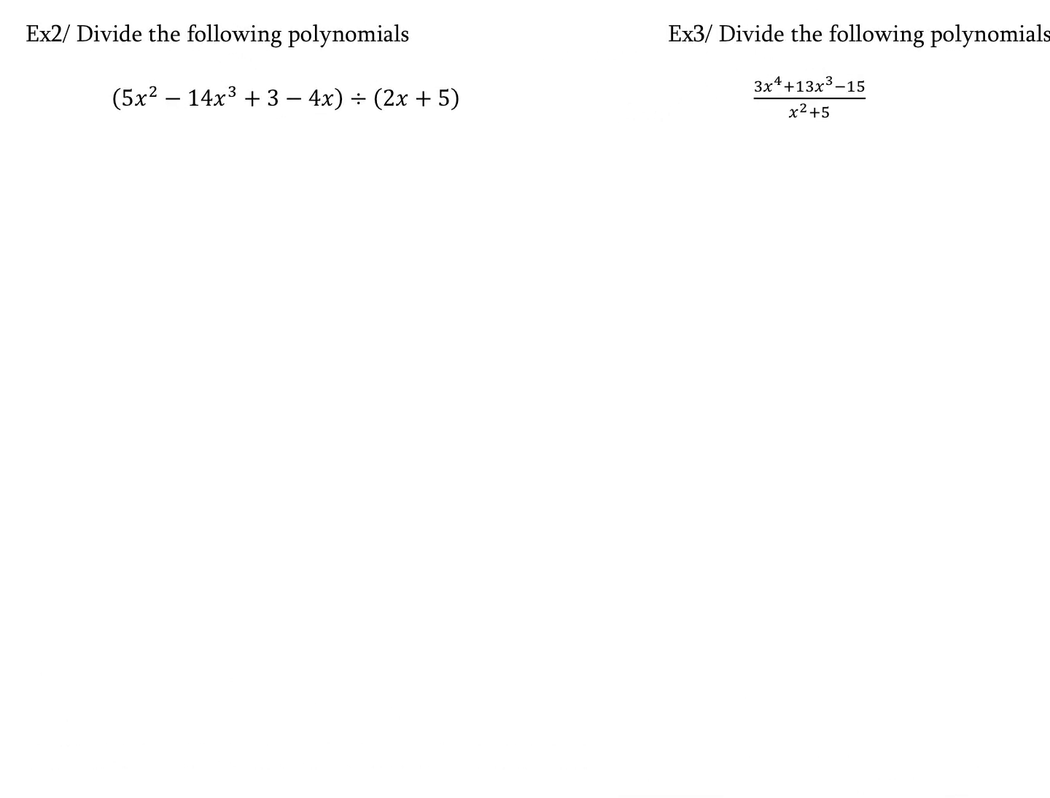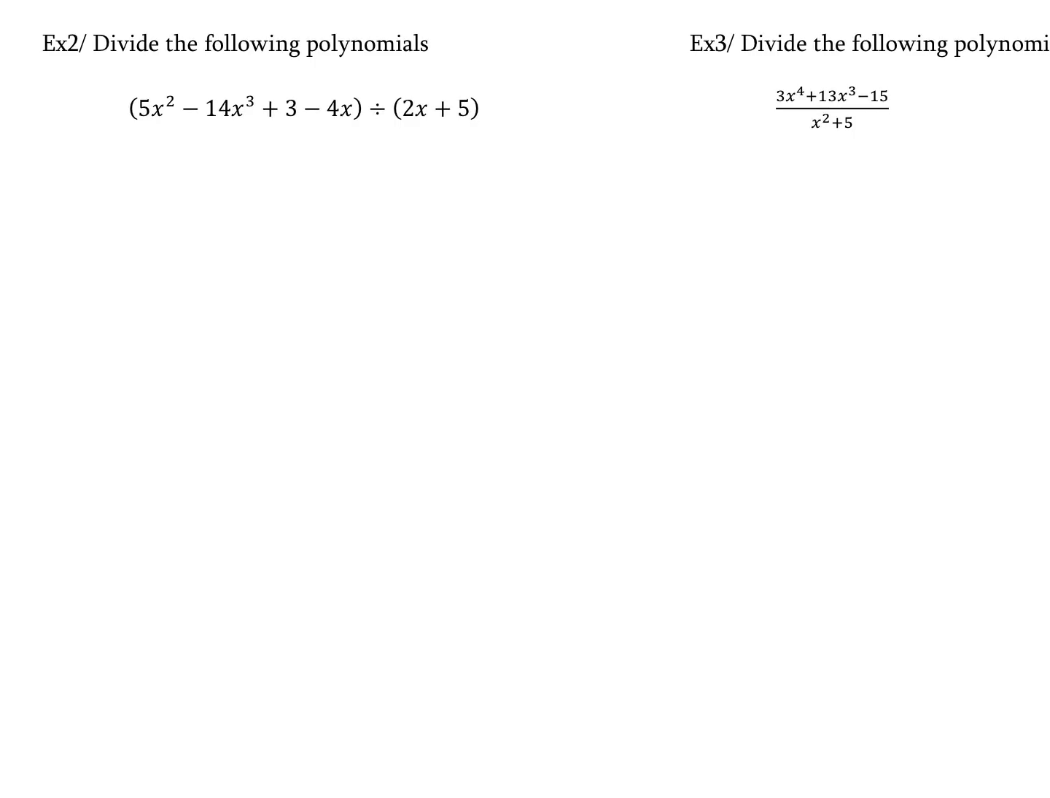long division. So here you can see we have divide the following polynomials: 5x squared minus 14x to the third plus 3 minus 4x divided by 2x plus 5. Now, one thing you'll want to keep in mind as you do these is just make sure the polynomials are in order. So the 2x plus 5 will go outside. And if we write the polynomial, the dividend, in order by exponents, we'll have a minus 14x to the third plus 5x squared, minus 4x plus 3.